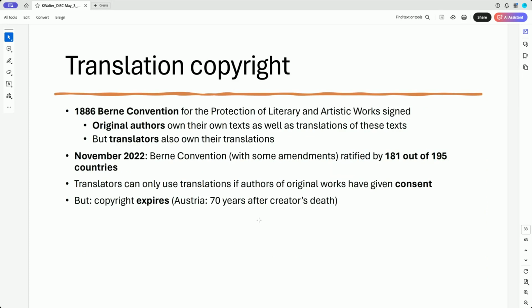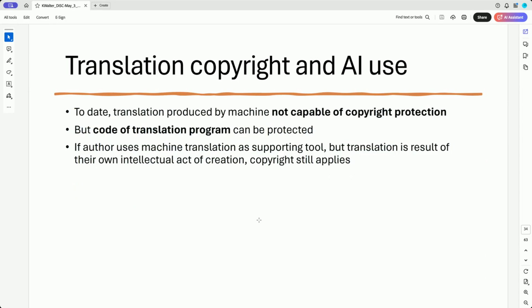Translation copyright was first defined by the 1886 Berne Convention for the Protection of Literary and Artistic Works. And it was established that original authors own their own texts as well as translations of these texts. But on the other hand, translators also own their translations. And with some amendments, the original Berne Convention is still in place. And by November 2022, it had been ratified by 181 out of 195 countries. Essentially, translators only can use their translations if the authors of original works have given their consent, but of course, eventually copyright expires.